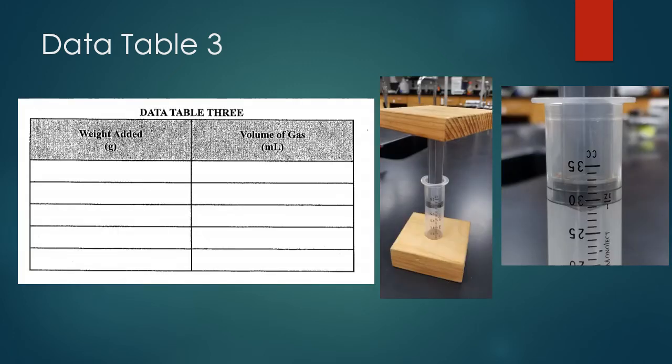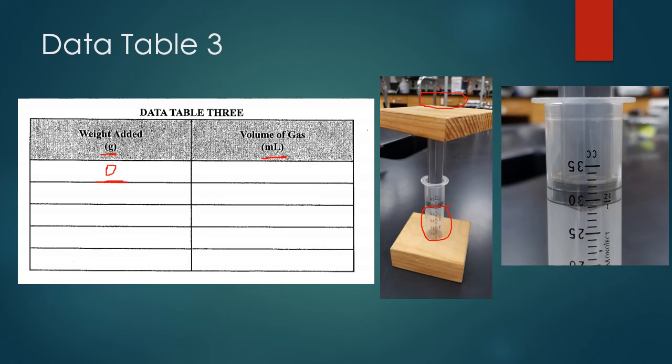So let's take a look at the data. Here I have a picture of data table 3. We have a weight added column in grams and a volume of the gas column in milliliters. So for the very first row, the weight added is going to be 0. As you can see in the picture off to the right, I have the apparatus, I have the gas trapped here in the syringe, and up here on top of this wooden platform, that's where I'm going to add the masses. But for this first data point, I'm not going to have any mass on it. So that's why I put 0 in the weight added column.